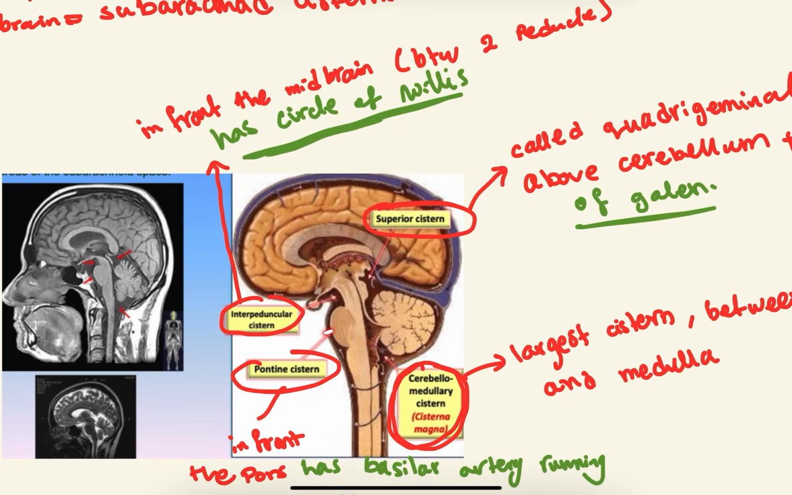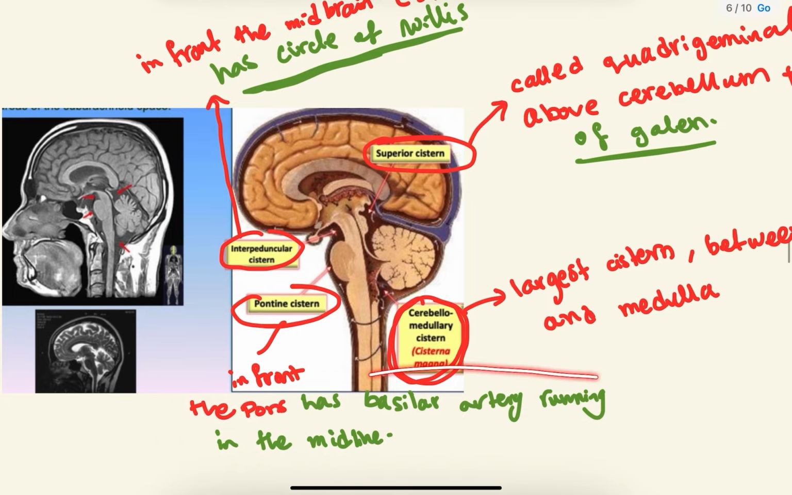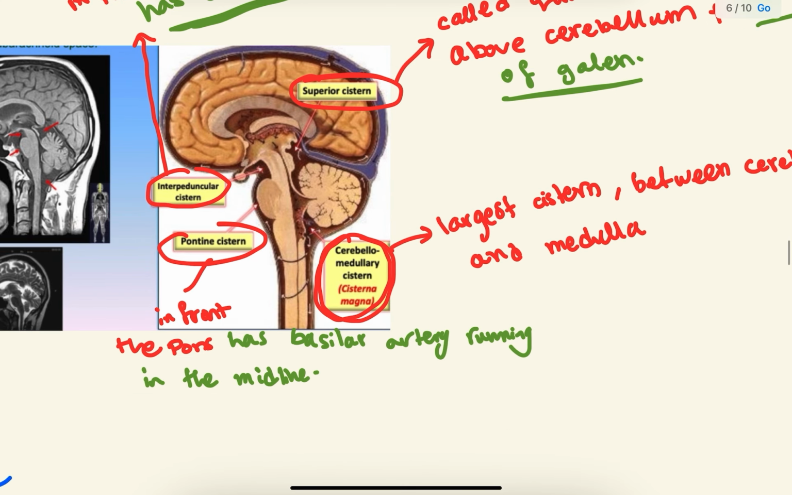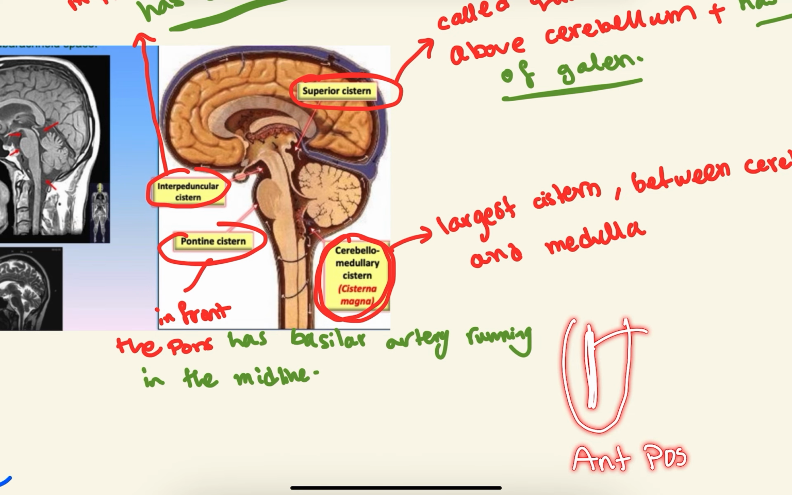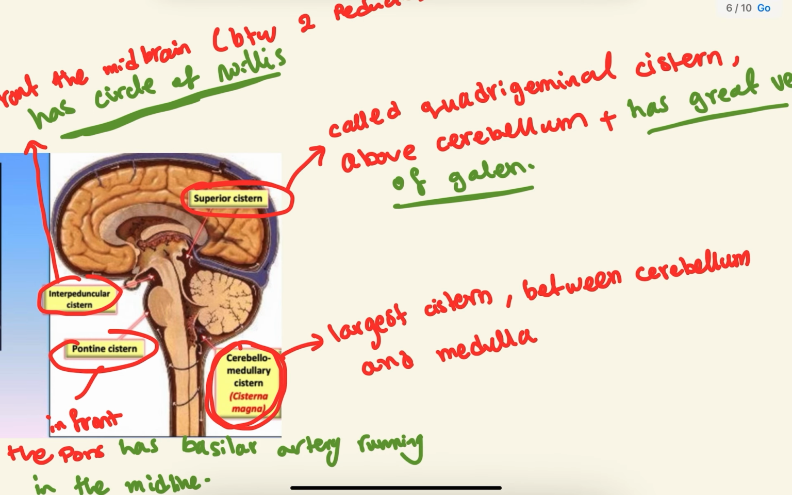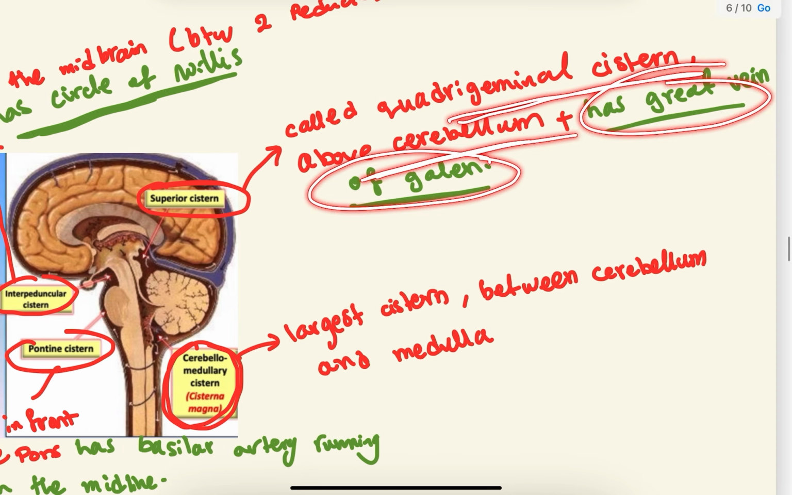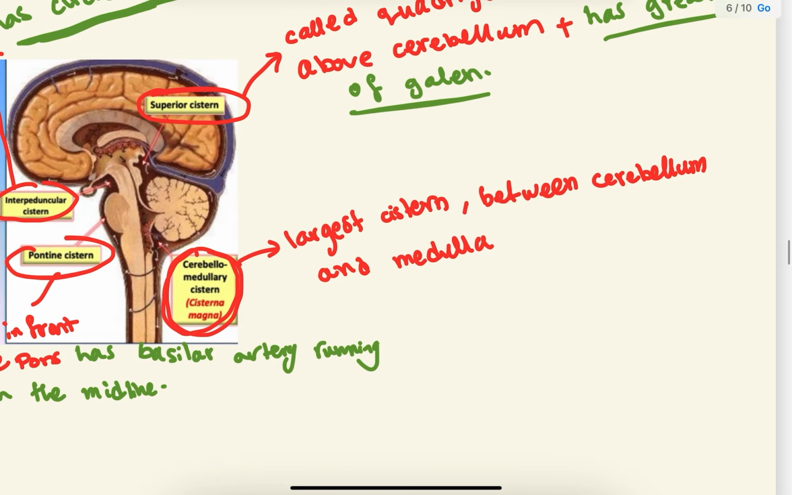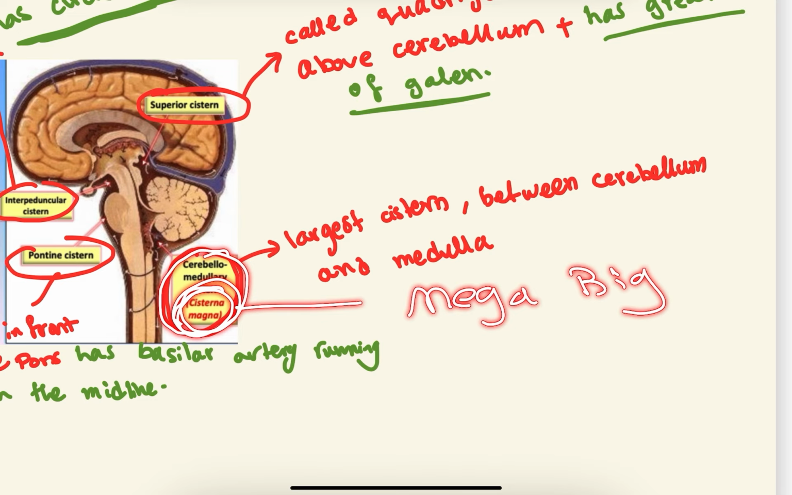The pontine cistern is in front of the pons, as its name says, and it has what? The basilar artery running in the midline. So if this is the anterior view of the pons, in the midline here, what's running is the basilar artery. The superior cistern is also called the quadrigeminal cistern, and it's above the cerebellum, and it has the great vein of Galen. Very important to know that. Whereas the one between the cerebellum and the medulla is called the cerebellomedullary cistern, or the cisterna magna. And with magna, think of something mega, something big. It's the largest cistern.